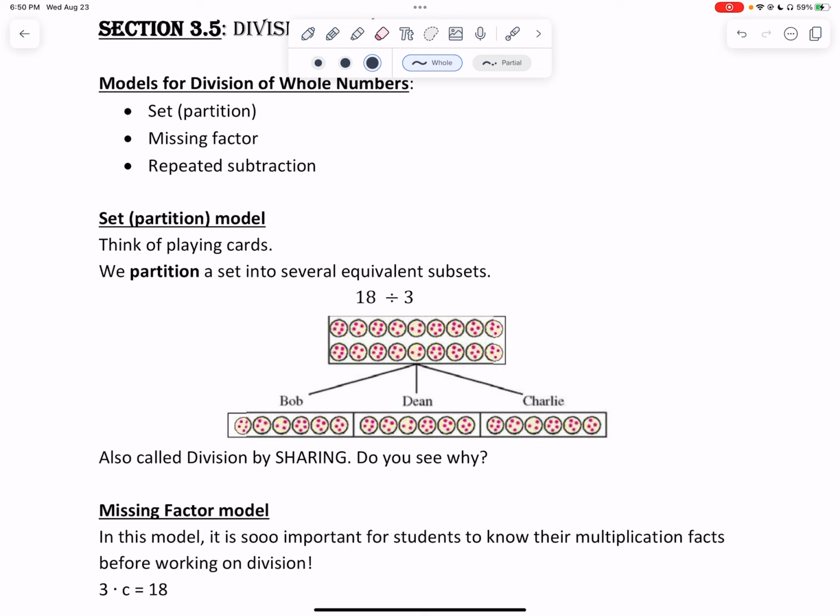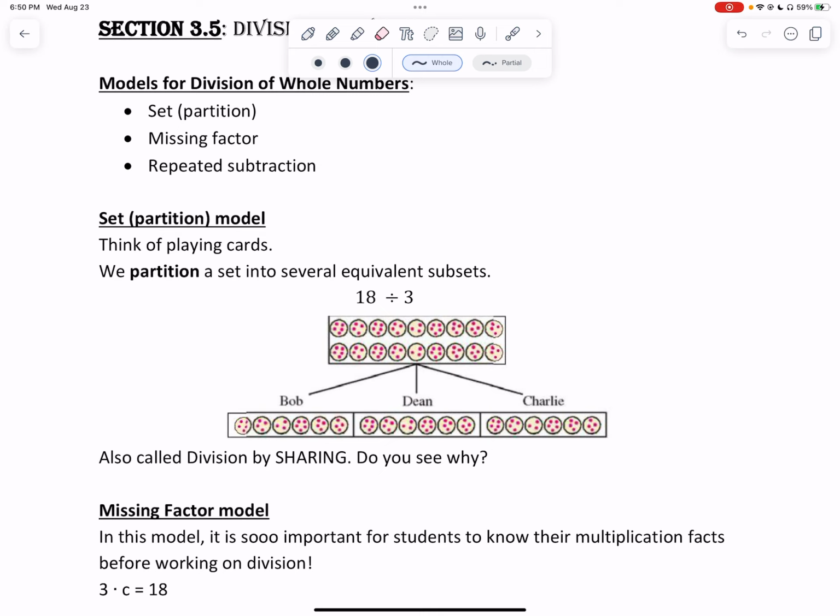I want you to think of playing cards. When you deal, if you're the dealer and you hand out the cards and you have three people there, each person gets one card, and then you go back and give everyone a second card, go back and give everybody a third card until you've dealt out all your cards.